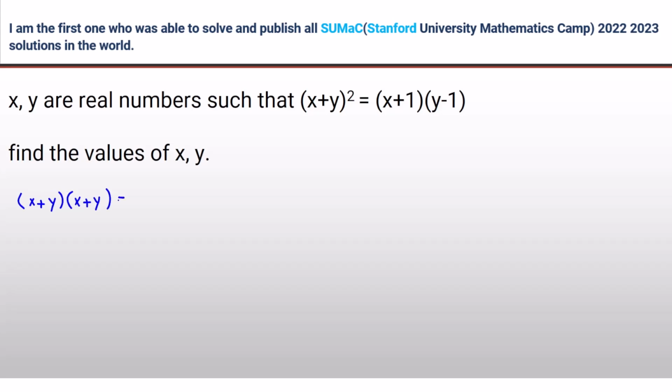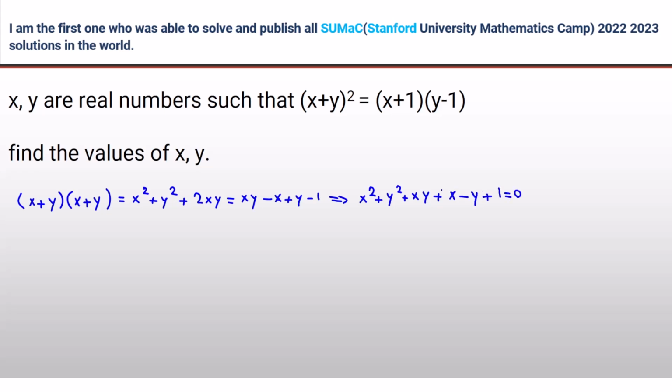Then we have x² and y², and xy plus yx, which is 2xy. For the right hand side, xy − x + y − 1. So if you simplify, we have x² + y² + xy. If you take all things to the left side, plus x − y + 1 is 0.